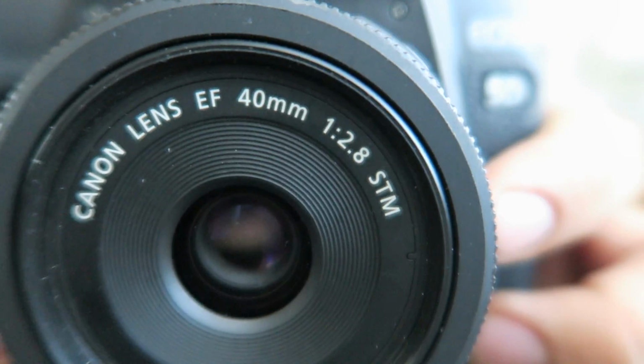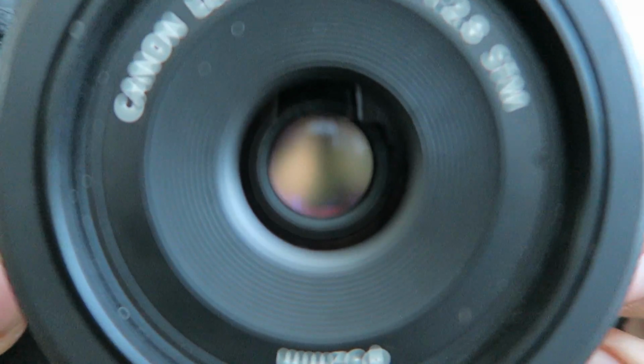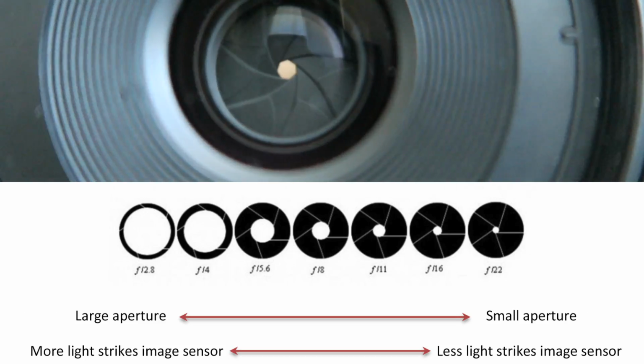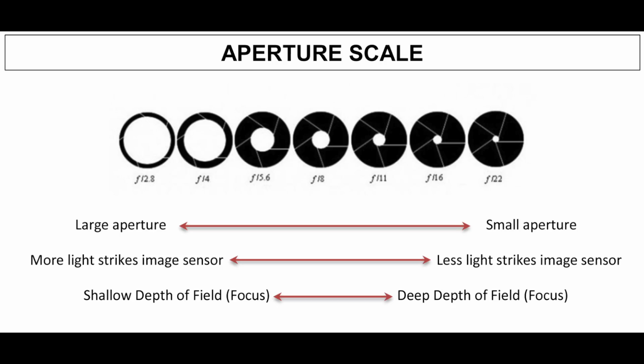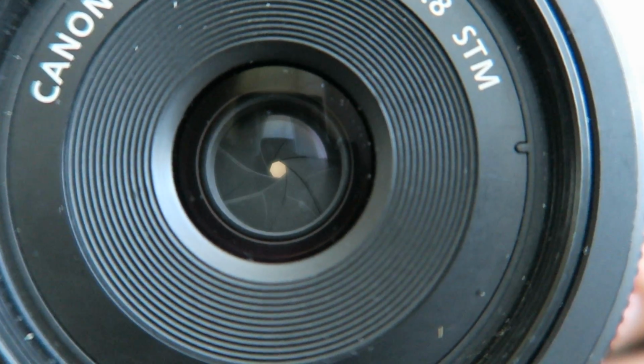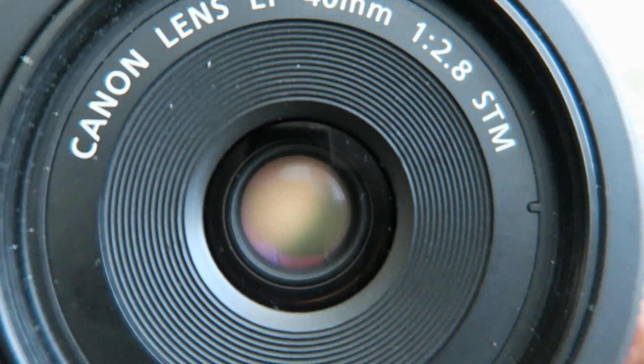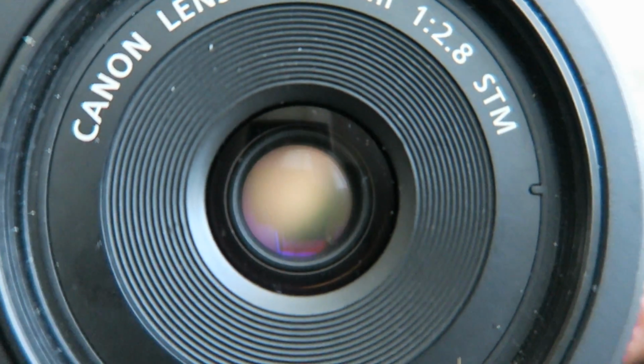And if I went the total opposite way, to f22, not a lot of light is gonna be going through. It's gonna be a really narrow beam of light that's entering your sensor. So that's f22, that's the smallest I can go. Small, wide. F22, f2.8.